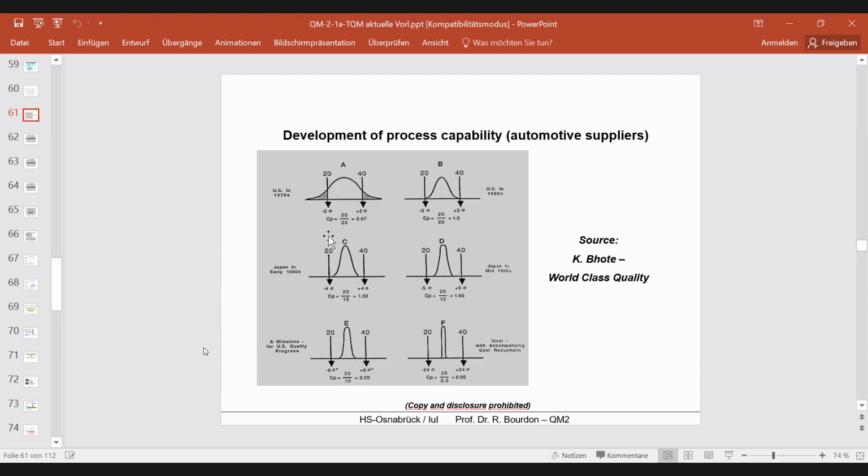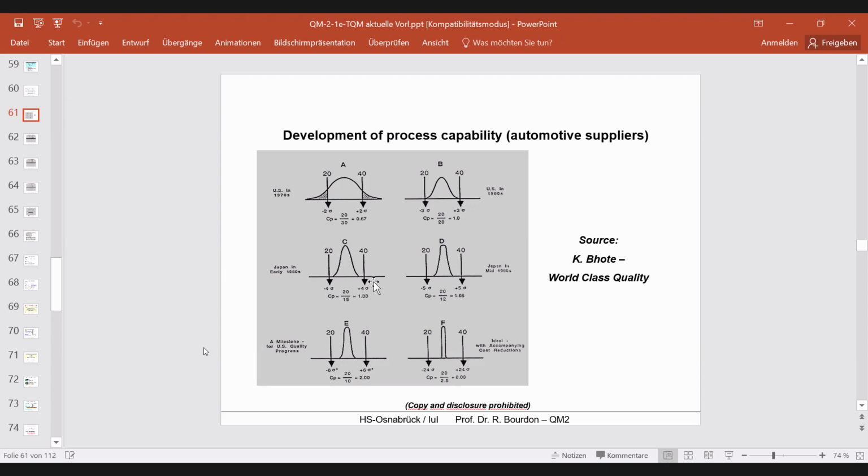In the 70s, these supplier companies had a quality level of a CP value of 0.67, which is pretty bad. And you have to do separating action to find out which parts and which products do not meet the specification, which are outside of the tolerance. In the US in the 80s, they had a CP and a CPK of 1.2, which is also not so good.